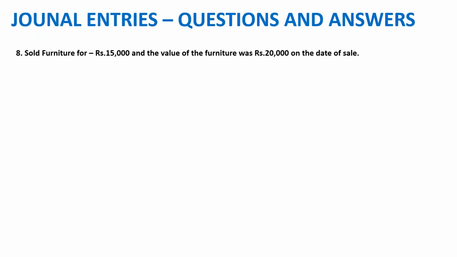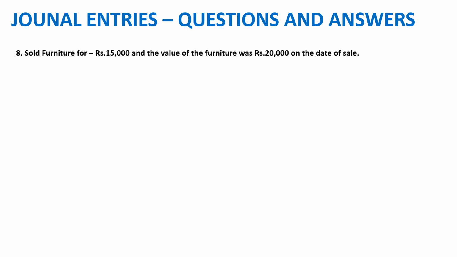Next transaction, sold furniture for rupees 15,000 and the value of the furniture was 20,000 on the date of sale. Okay, so the asset value was 20,000 and you sold it for 15,000, right? So what is happening? Your asset is reducing by 20,000 because when you're selling, that asset is going out of the business and asset is reducing. Reducing means it has to be credited. What is coming in? It is only the money which is coming in. And how much is it coming? Only 15,000. So cash balance will go up by 15,000.